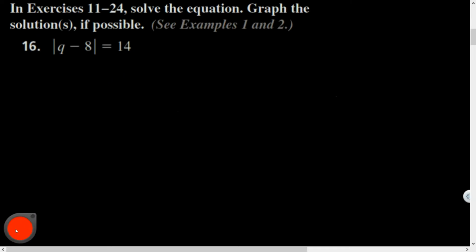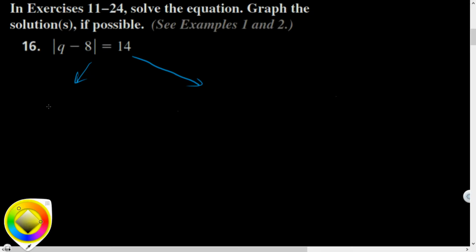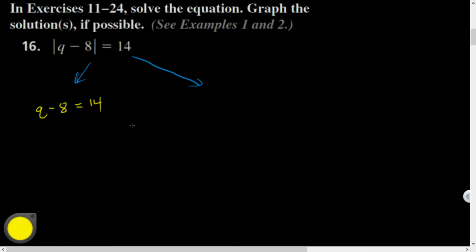So what I have to do is break this into two cases where either the inside of the absolute value was positive and the absolute value did nothing to it. So in this case, Q minus 8 equals 14. Oh yeah, good, as in buen idea. Or the inside of this was maybe equal to negative 14, and then the absolute value made that positive 14. So in that case, I would write that by saying Q minus 8 equals negative 14.